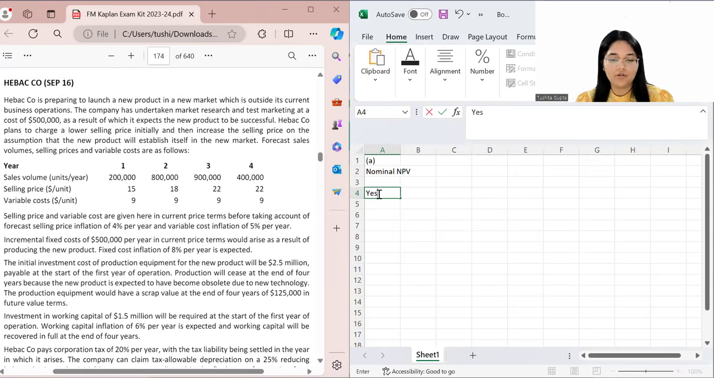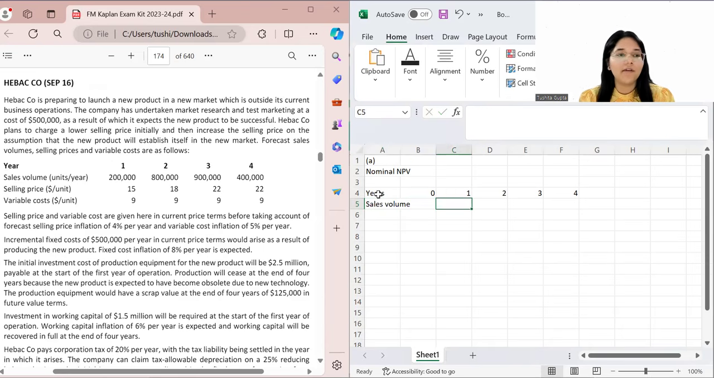In the first row, I'm going to lay down my years 0, 1, 2, 3, and 4. The first part of my calculation is my sales revenue. First I'll need my sales volume, and then I'll multiply that with the selling price to find out my revenue. The sales volumes are 200,000, 800,000, 900,000, and 400,000 respectively.